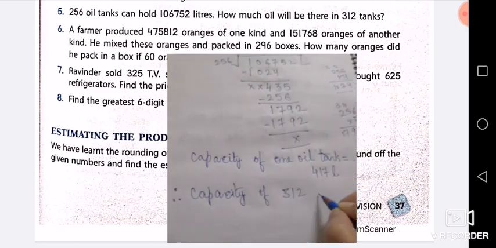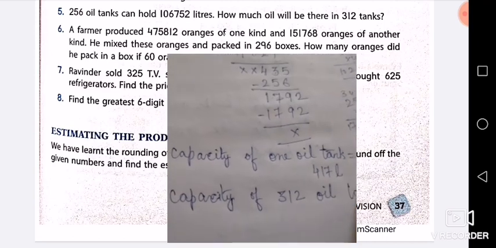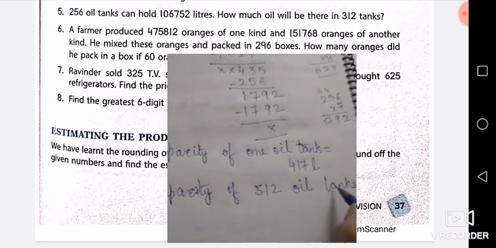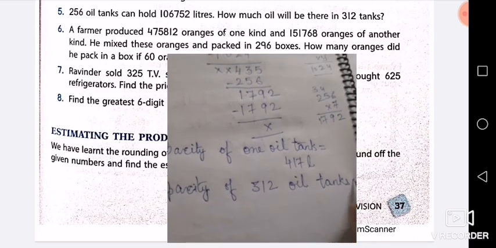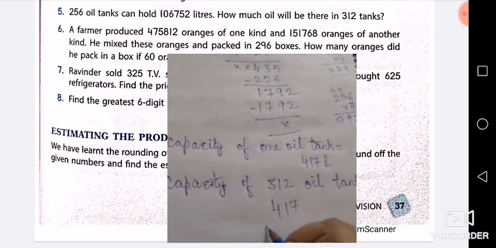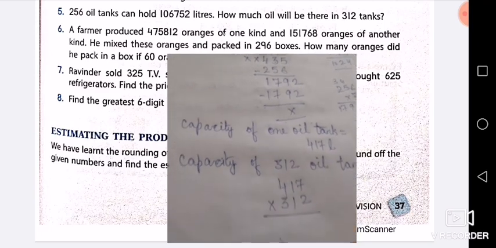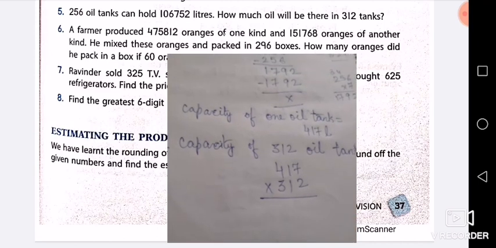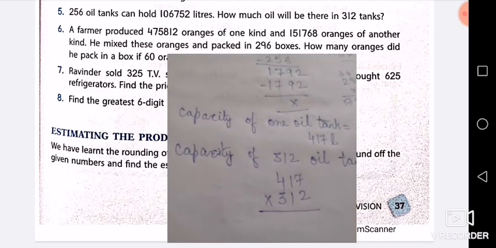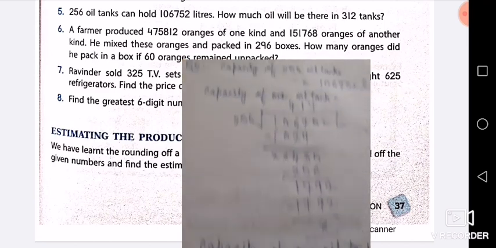312 oil tanks. You have to find the capacity of 312 oil tanks. Now what will you do? This 417 will be multiplied by 312. Then you will get the capacity of 312 oil tanks. I hope the question is clear to you all.